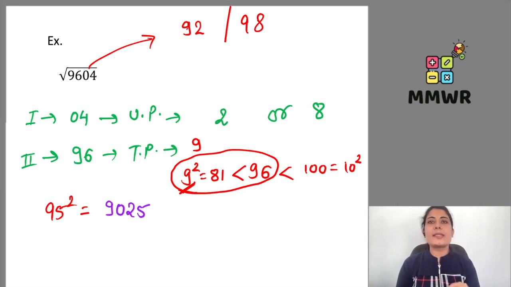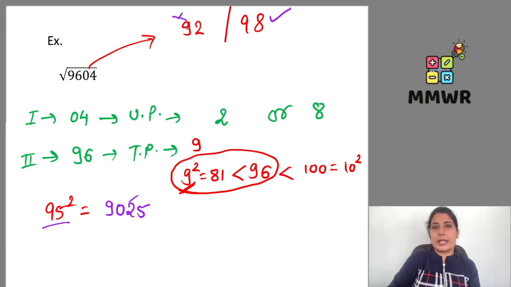दैट मीन्स 9604 स्क्वायर रूट शुड बी बिगर देन 95, क्योंकि ये नंबर मिल रहा है इस स्टेज पर, सो इसका स्क्वायर रूट इससे छोटा तो नहीं हो सकता 95 से. So we'll of course get 98. So the possibility can only be for 98, not for 92. For 92, the square of 92 will be lesser than 9025, right? So let's find out the square of 98.